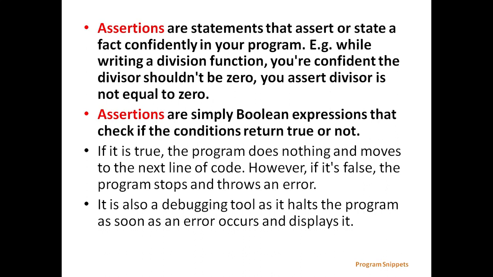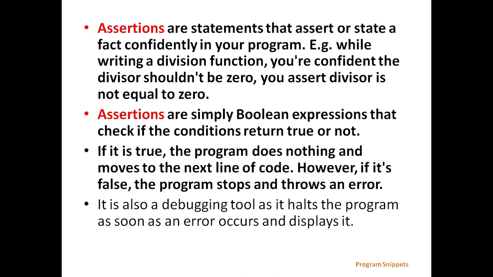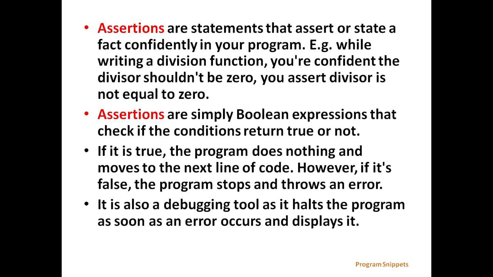Assertions are simply Boolean expressions that check if the condition returned true or not. If it is true, the program does nothing and moves to the next line of code. However, if it is false, the program stops and throws an error. It is also a debugging tool as it halts the program as soon as an error occurs and displays it.